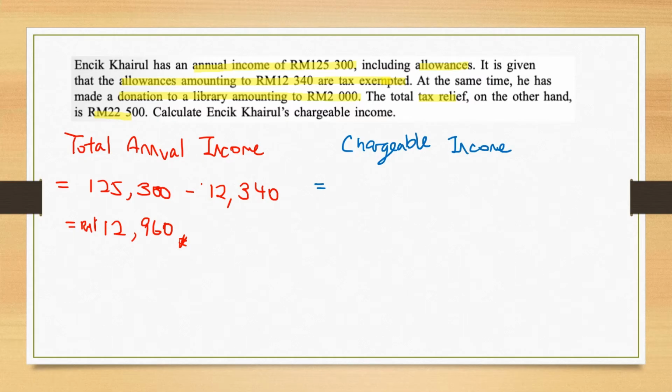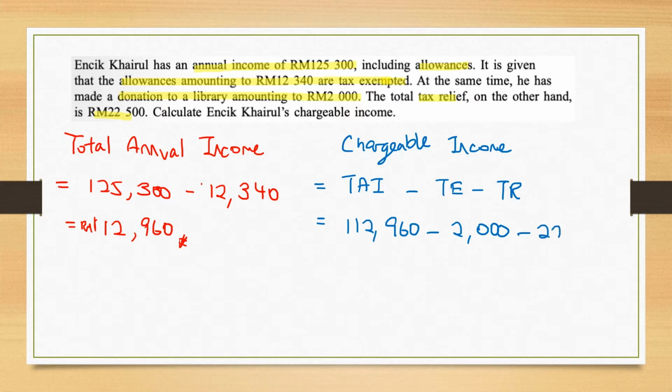Chargeable income, again, is total annual income, TAI, minus your tax exemption, TE, and tax relief, TR. So you use this figure, 112,960, minus your tax exemption, which is the donation of 2,000 ringgit, and your tax relief of 22,500 ringgit. Your final figure would be 88,460. There you go, that's your chargeable income. You finally calculated your chargeable income.